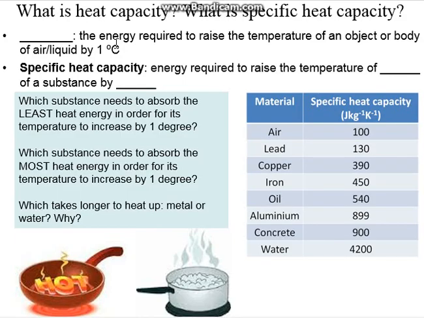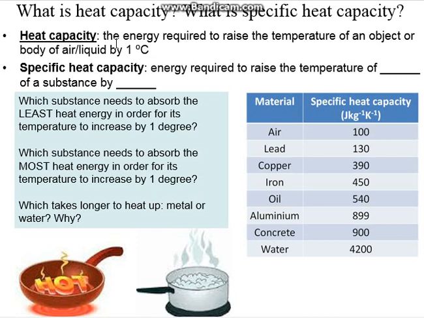So what is heat capacity? What is specific heat capacity? Heat capacity is the energy required to raise the temperature of an object or body of air or liquid by 1 degree Celsius. Specific heat capacity is the energy required to raise the temperature of 1 gram of a substance by 1 degree Celsius. So these are specific heats for different things.